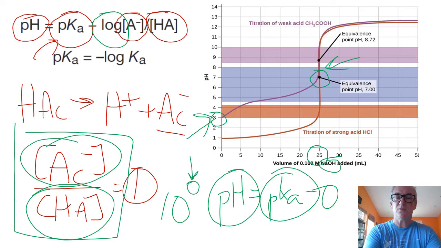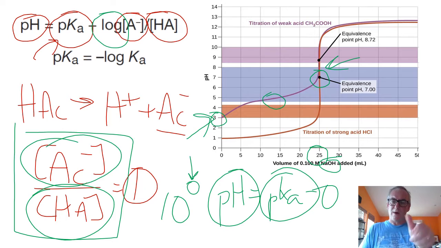What's the pH at 12.5? The pH at 12.5 is a little less than 5. It's around 4.8 or so. So if the pH is 4.8 about halfway, that means the pKa of acetic acid is about 4.8. And we know that's true because the pKa of acetic acid is 4.75. That's pretty close to 4.8.